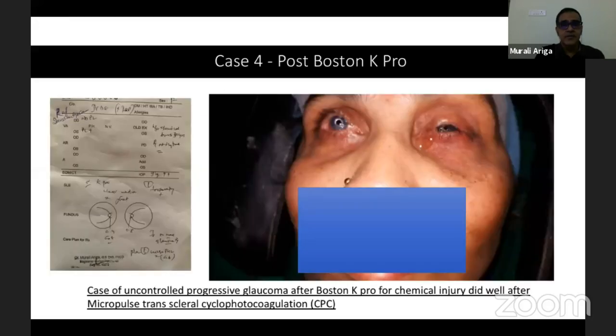Another patient had a Boston Kpro in both eyes, and this patient also seemed to be deteriorating because we could not measure the intraocular pressure adequately. The disc seemed to be getting progressively cupped. So we decided to do the micropulse CPC in this patient as well. We did one eye first and then the other eye, and the patient seemed to stabilize and hold on. The pressure seemed to get controlled with the micropulse.